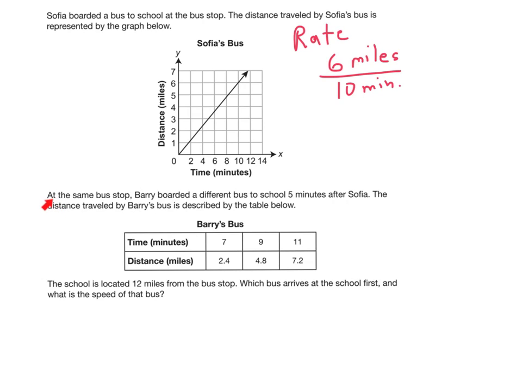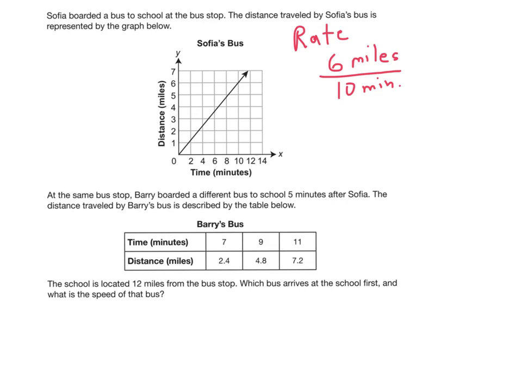At the same bus stop, Barry boarded a different bus to school 5 minutes after Sophia. So they're leaving from the same place, but Sophia's bus leaves 5 minutes earlier, so her bus has a 5-minute head start. The distance traveled by Barry's bus is described by the table below. So here we've got this table. It's not as easy to see it visually as the graph, but we've still got some of the same information.